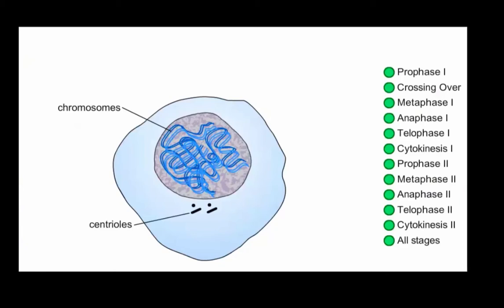Meiosis is split into two stages. You have Meiosis One and Meiosis Two. So the first part of Meiosis One is prophase.